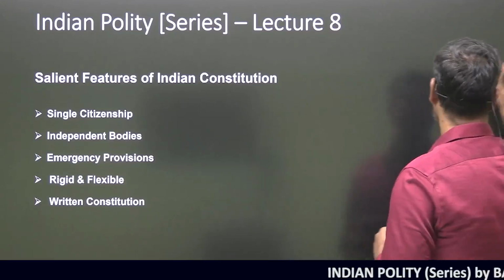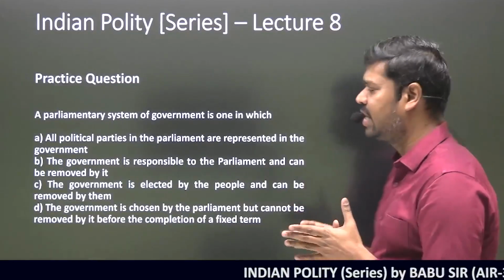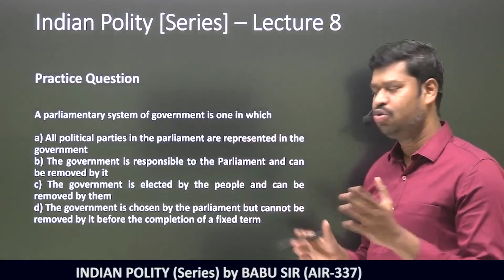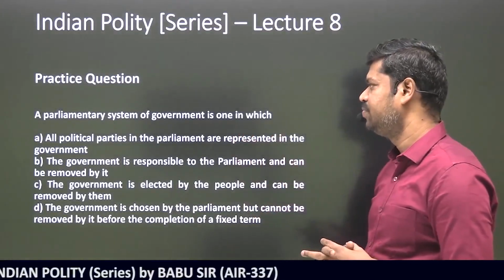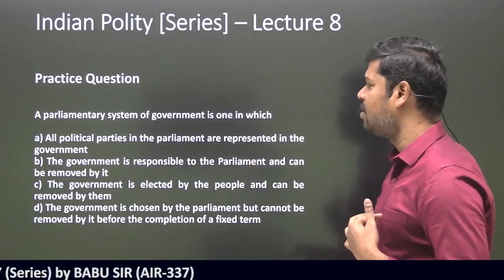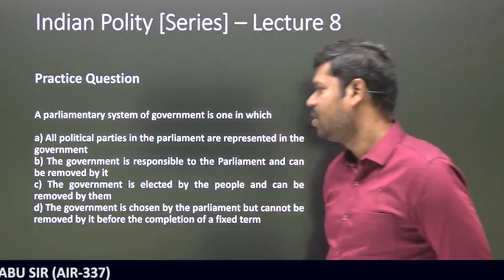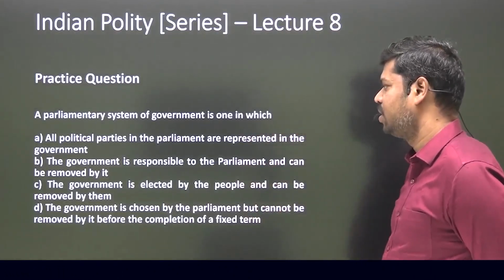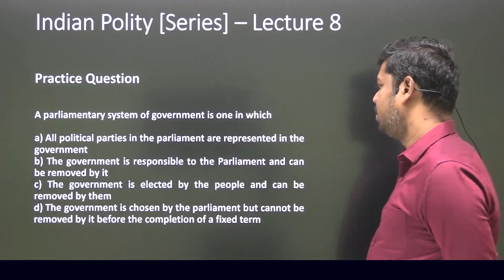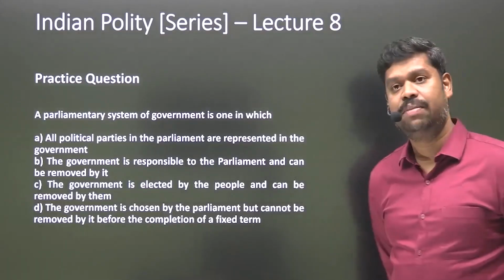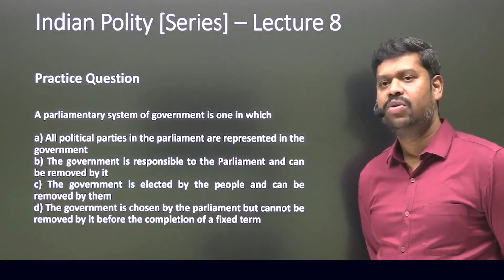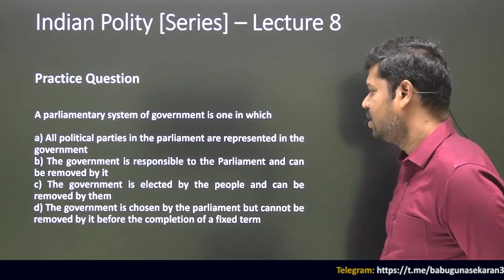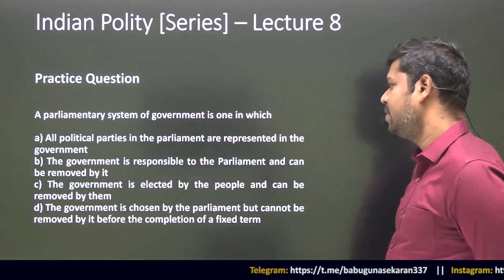So, with that, I will just go to the question that I wanted you to solve. Look into this particular question, and if you listened to my lecture, it would be easy for you to answer it. A parliamentary system of government is one in which: A, all political parties in the parliament are represented in the government. That is option A. Option B, the government is responsible to the parliament and can be removed by it. Or in other words, it is saying that the government is accountable to the parliament. C, the government is elected by the people and can be removed by them.